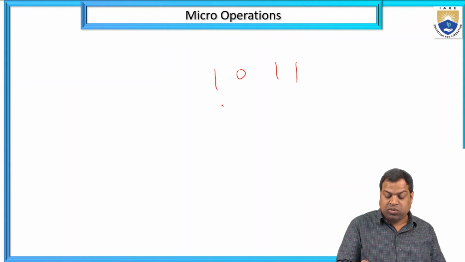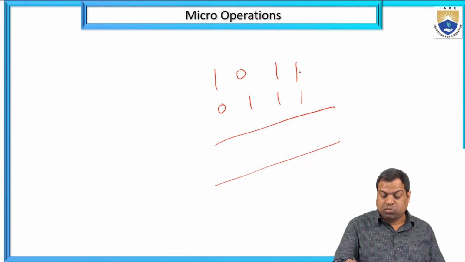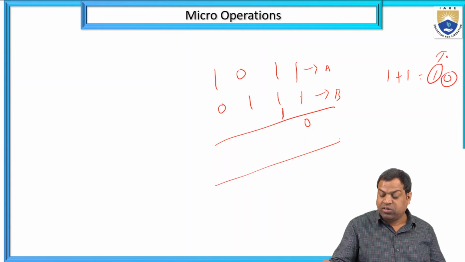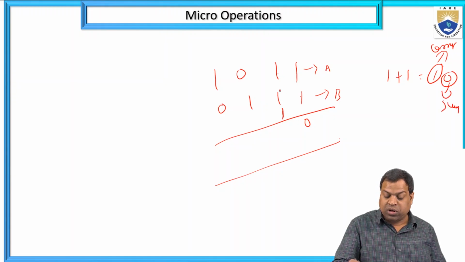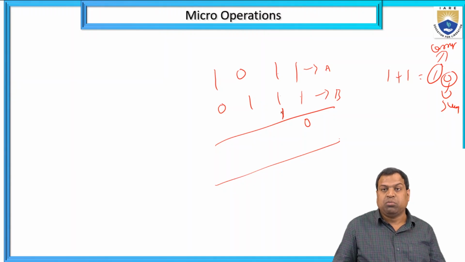1 0 1 1, 0 1 1, for example. Here it is 1, for example, it is B. 1 plus 1 here is 0, and is there any carry? Yes, 1 plus 1 is actually 10, that is the sum value and it is a carry value. It is a carry and it is a sum value. So now I have to add 1 plus 1 plus 1. So 3 inputs are there.